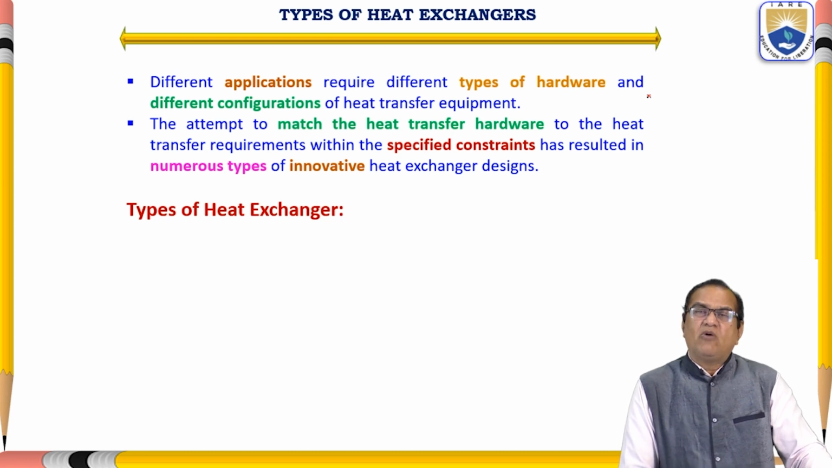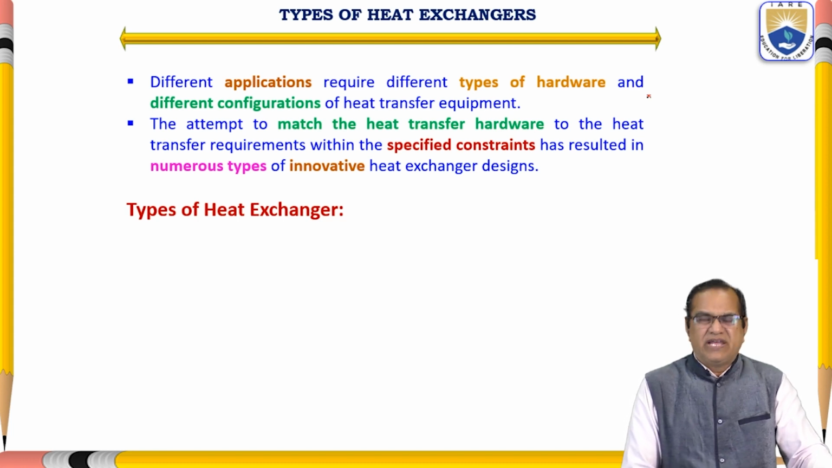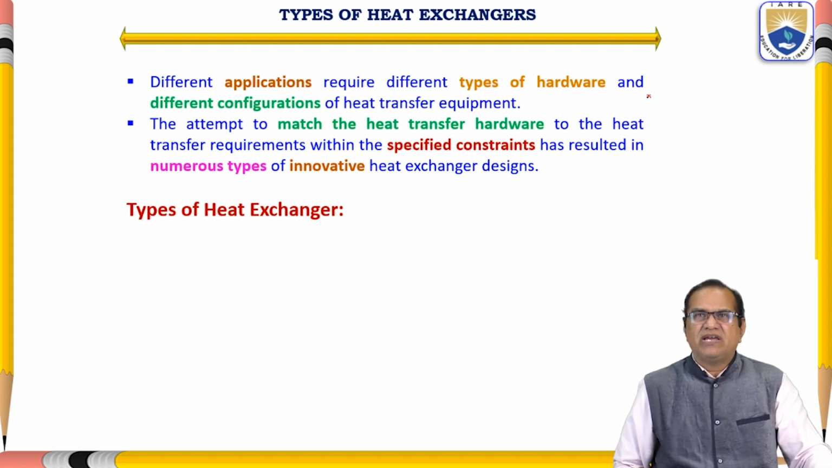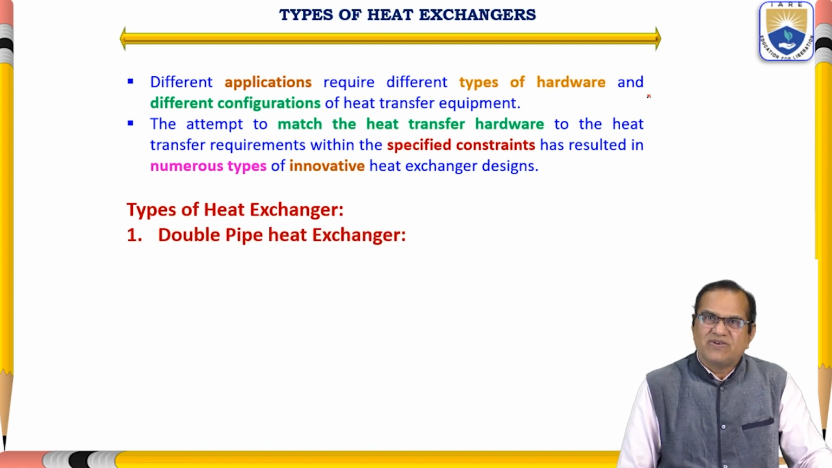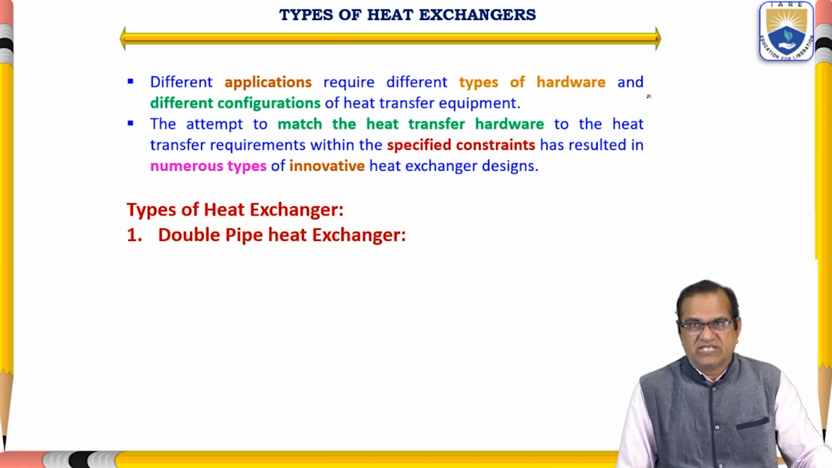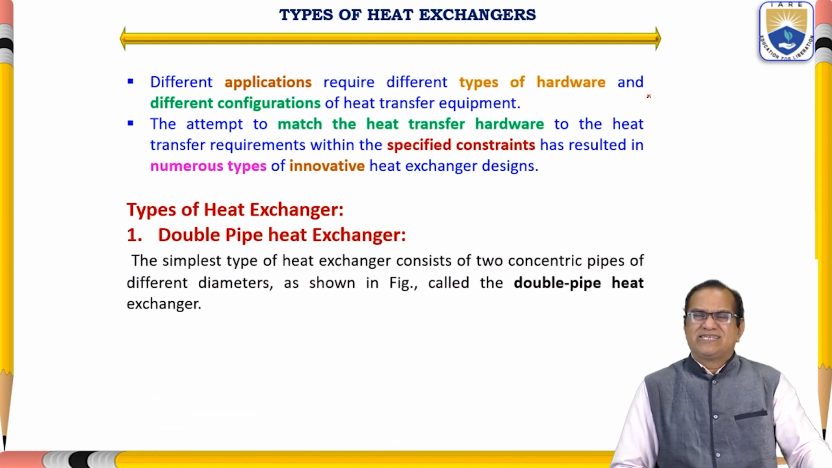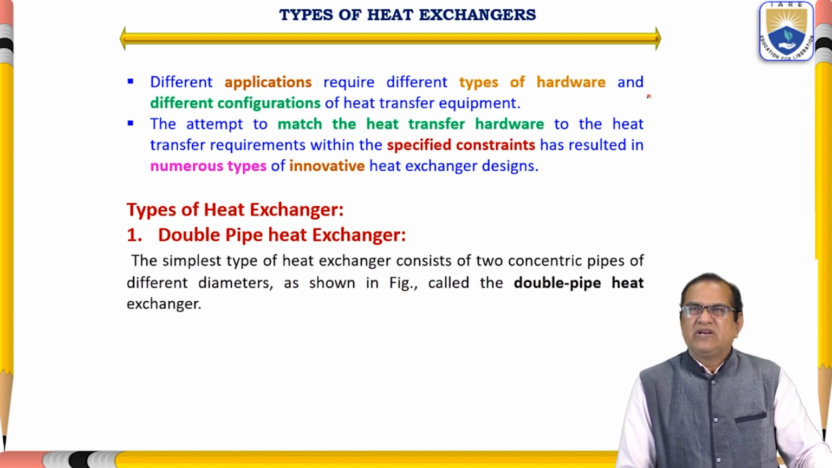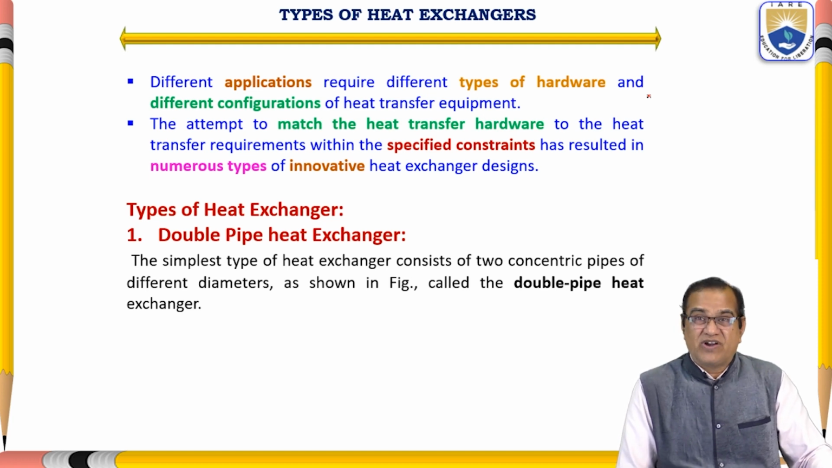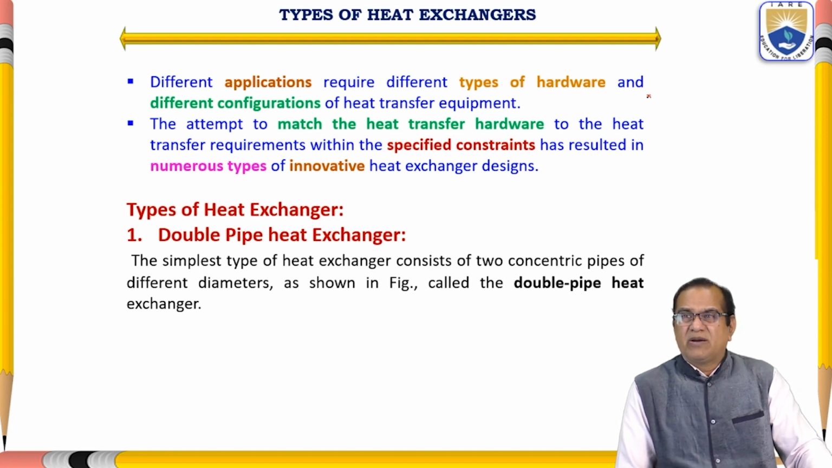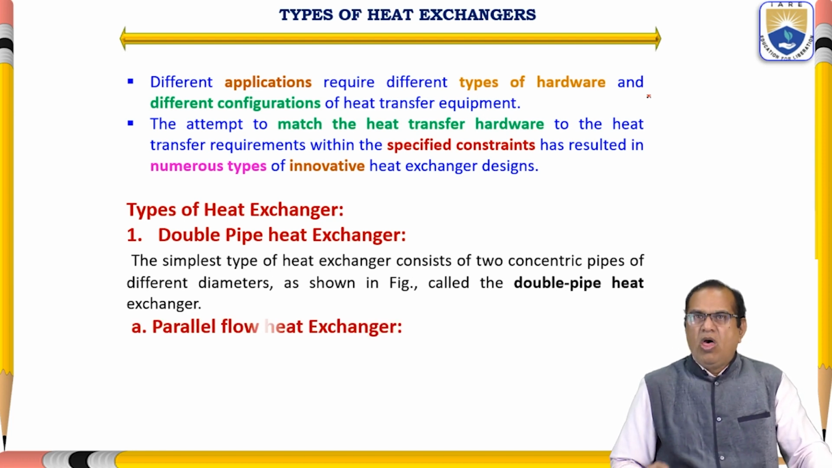Now, I will talk about the types of heat exchangers which are commonly used in industry or in any domain of engineering. The first one is the double pipe heat exchanger. This is the simplest type of heat exchanger and consists of two concentric pipes of different diameters, as shown in the figure.